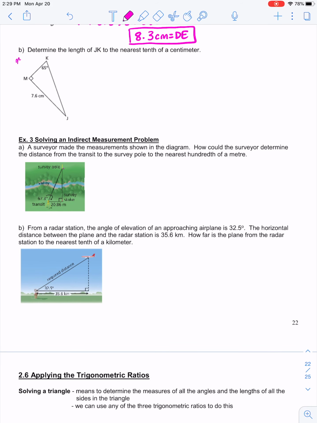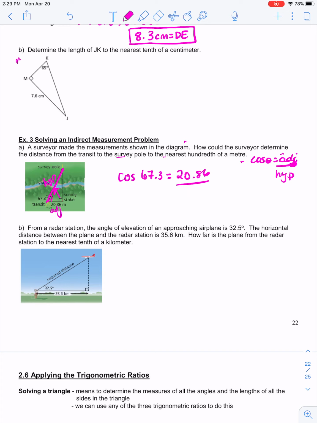Example 3: a surveyor made the measurement shown in the diagram. How could the surveyor determine the distance from the transit to the survey pole to the nearest hundredth of a meter? So here's the transit, here's the survey pole. I'm given this angle. This side here is the adjacent side. Across from there, the side I'm looking for is my hypotenuse. So remember, cos is equal to adjacent over hypotenuse.